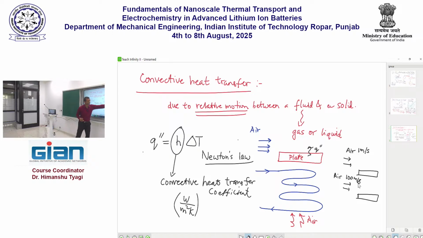In which case do you expect more heat transfer to occur? The first or the second case?